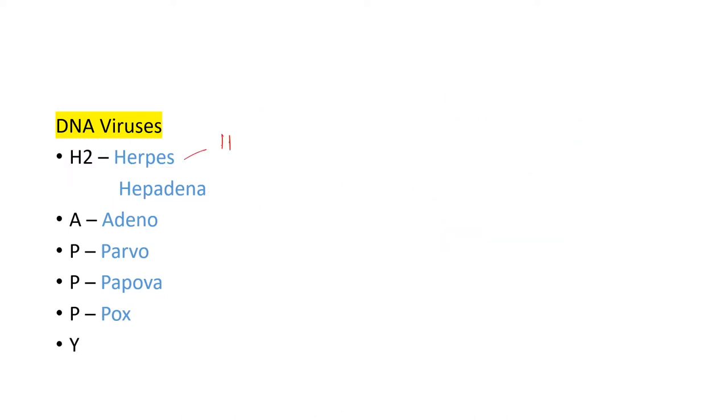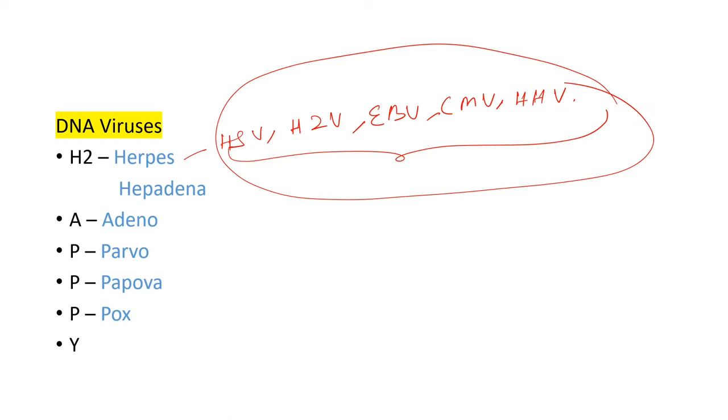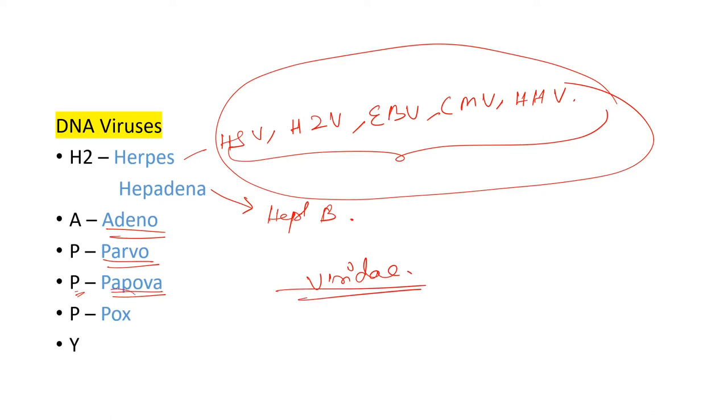Herpes mein aayega aapko herpes simplex virus, herpes zoster virus, Epstein-Barr virus, cytomegalovirus and human herpes virus. So all these things come under herpes. Theek hai, ye aapko yaad rakhna hai. Hepadnaviridae mein kya aayega? Hepatitis B. Theek hai? Next, A for adenovirus, okay? P for parvovirus, again P for papovavirus, papovaviridae, family is viridae, okay? Viridae, and this is poxviridae, and Y se kuch nahi hota hai, nothing is there for Y, just for memorizing, we write it like that.